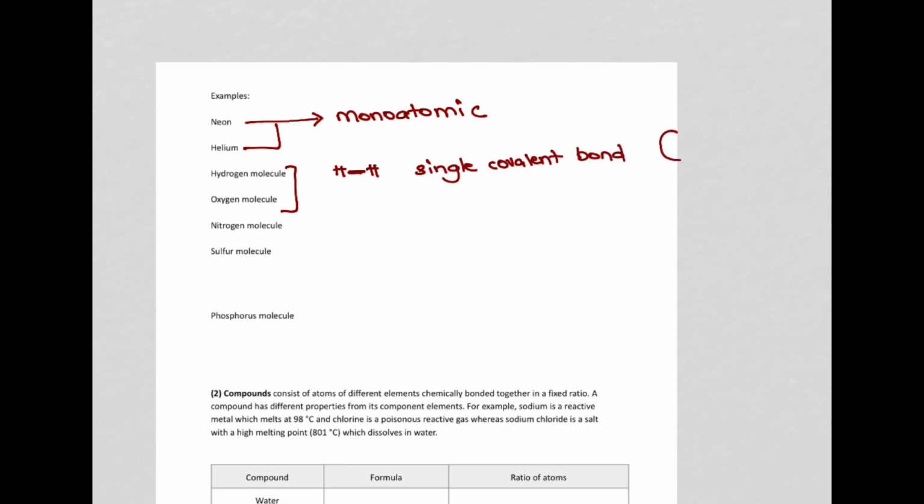Now let's see examples of elements, the way that they exist together. So neon, this is monoatomic, along with helium. Both of them are monoatomic. Hydrogen, oxygen, these are diatomic, so they exist as H2. Here, that little bond here, this is a single covalent bond. So this is how the molecule looks like. So H2, this is diatomic.